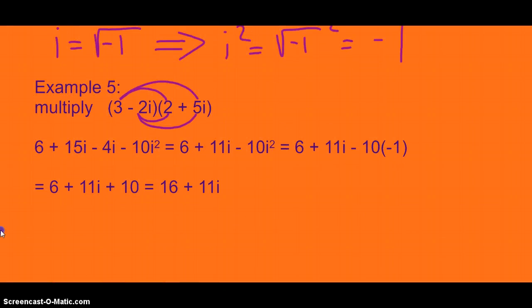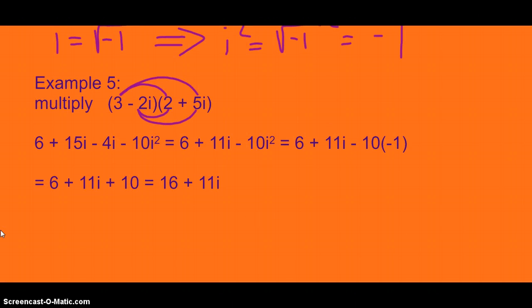So let's look at example 5 here. We're going to do some multiplication of binomials today with imaginary numbers. You look at our 3 minus 2i times 2 plus 5i. In order to solve that, we're going to do just what we did last unit, where we would do either the FOILing or the distributing, however you wanted to remember that.